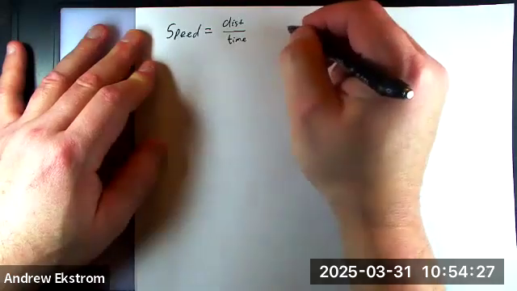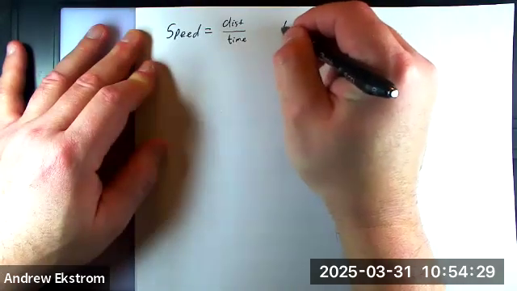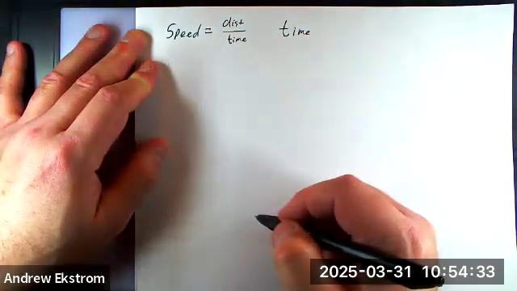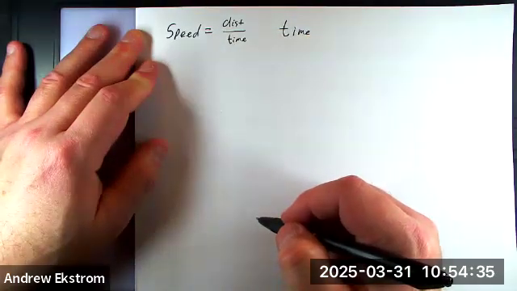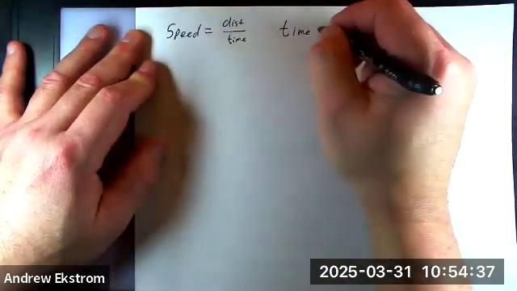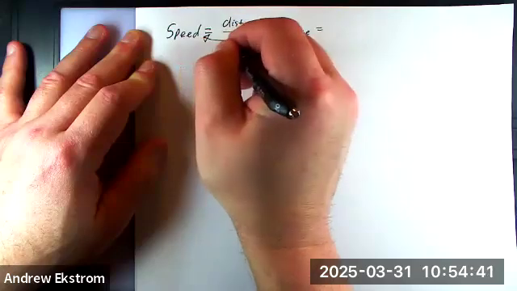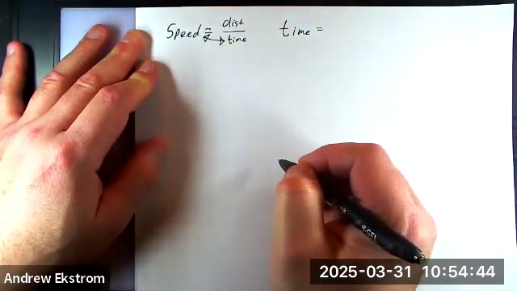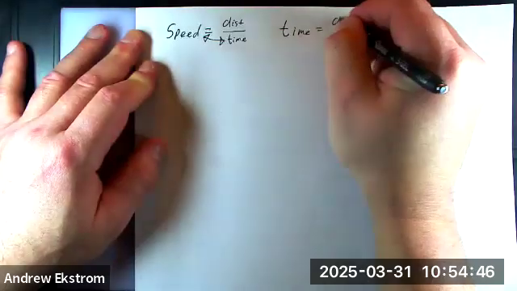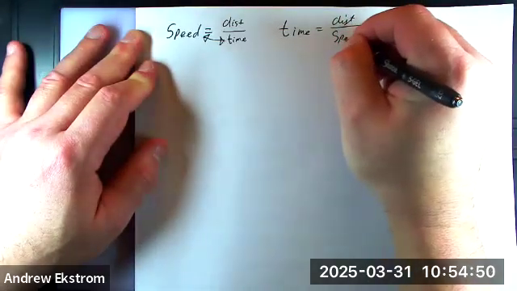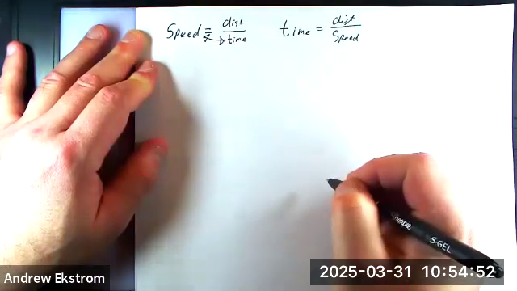Now, what if I want to rearrange this so I can figure out how long it's going to take me to get somewhere? Looking at the original equation here, I can literally just swap these two things. So I can do distance divided by speed.